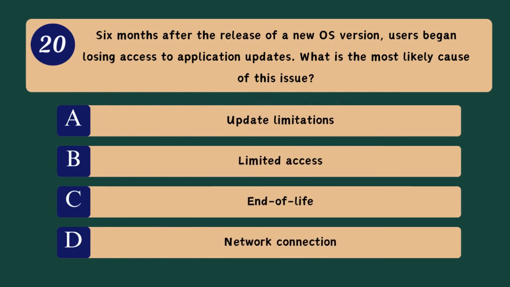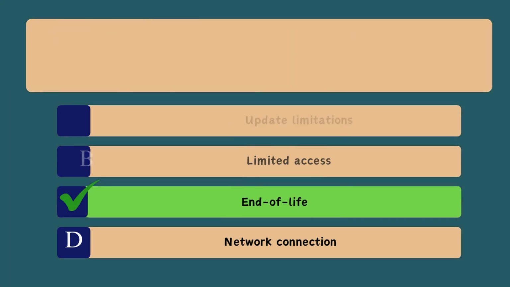Question 20. 6 months after the release of a new OS version, users began losing access to application updates. What is the most likely cause of this issue? A. Update limitations. B. Limited access. C. End of life. D. Network connection. Correct answer: C. End of life.